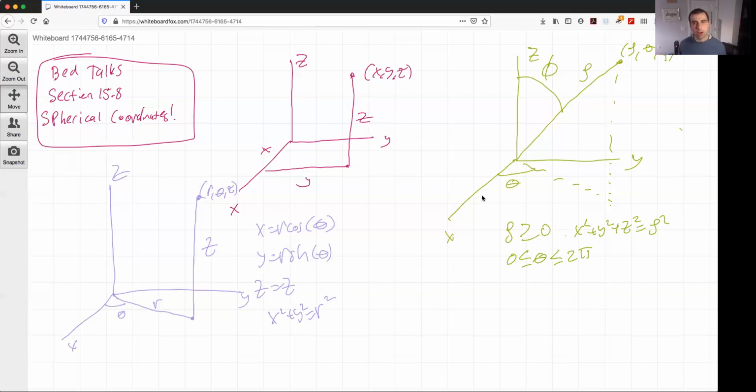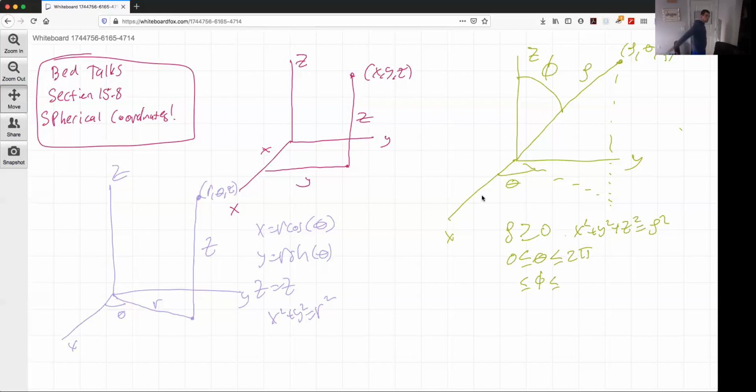And now what I want to think about is, what is phi doing? Where is phi between? I don't think it's obvious off the top of the head, but let's think about it. Phi being 0 is up here. If I go to horizontal, I have now gone 90 degrees, so now I'm at pi over 2. I then go down more, and now I'm at the negative z-axis, down here. So I went up to phi being 0, phi being pi over 2, phi being pi.